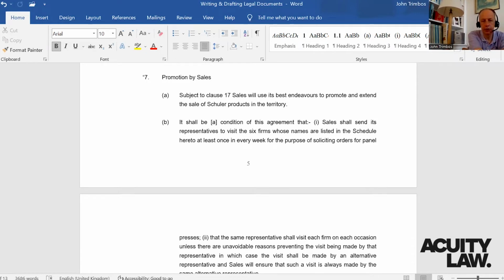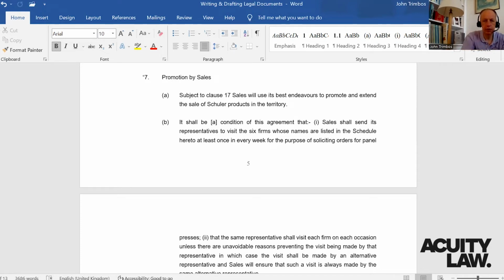And Schuler, in this case, they said, well, it was our lawyers who had drafted this, and we had this wording inserted here in 7B specifically. It shall be a condition of this agreement that sales go out once a week to sell panel presses and so on. And this is supposed to flag up to the reader that this is a really important clause. It's a fundamental clause to us. And if you breach this, then we should be allowed to treat it as a condition in that sense and repudiate the contract. And Wigmantour said, no, that was not the agreement.